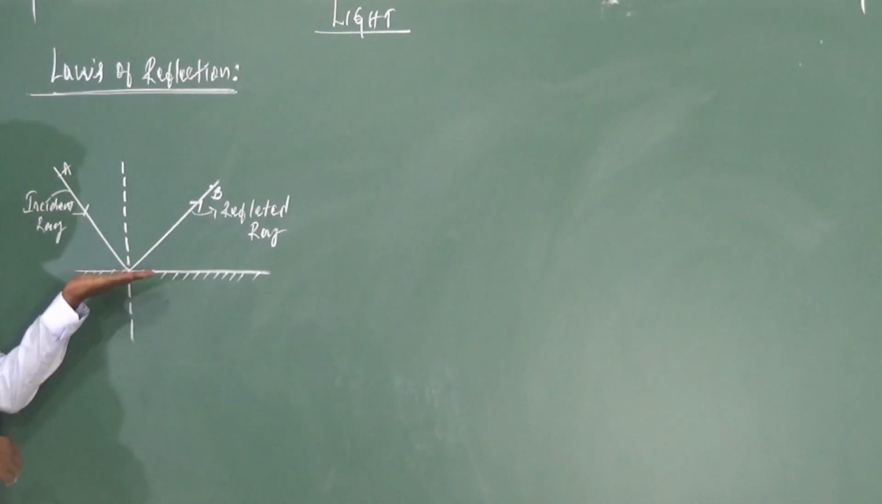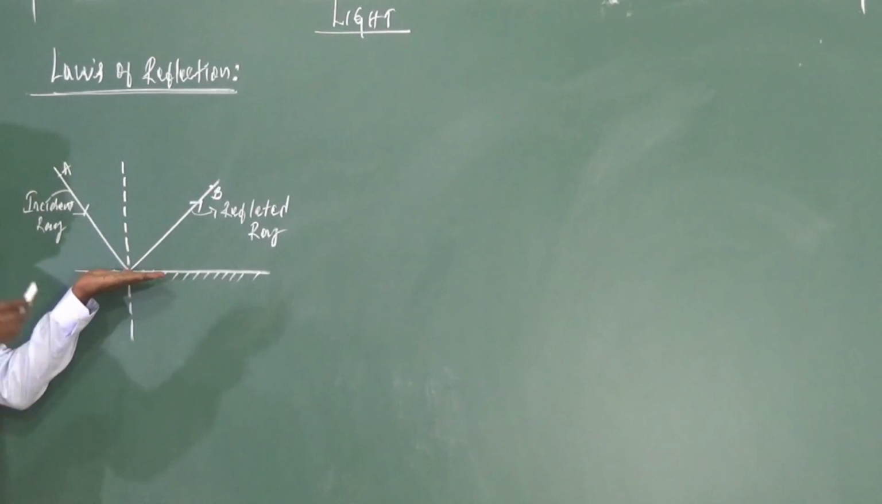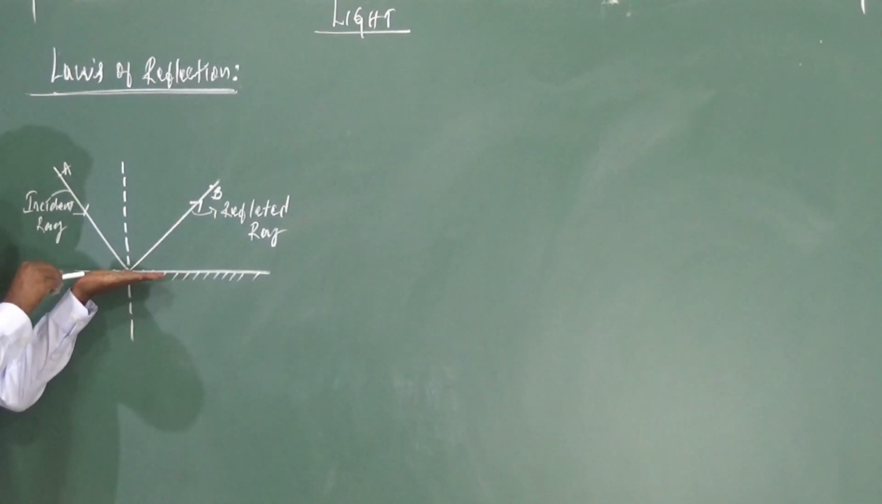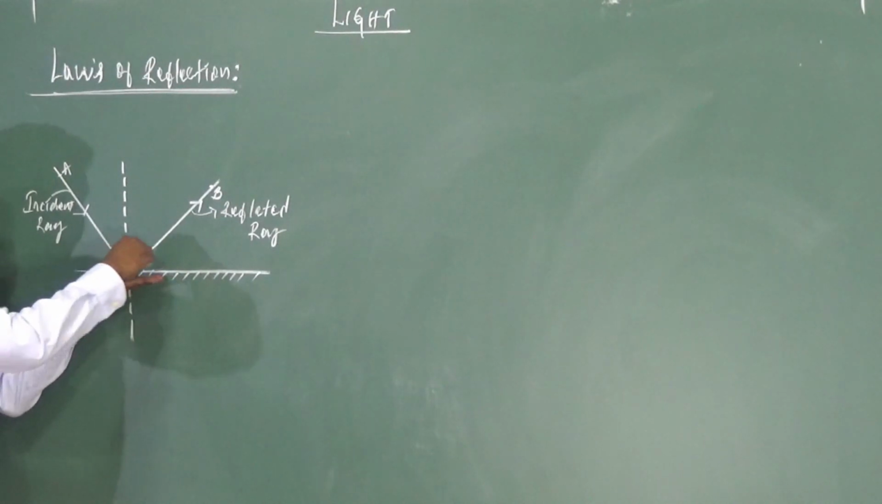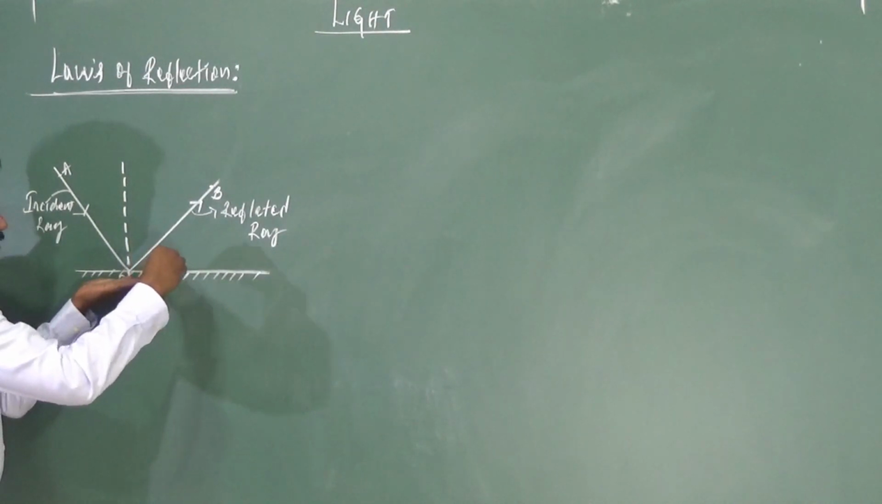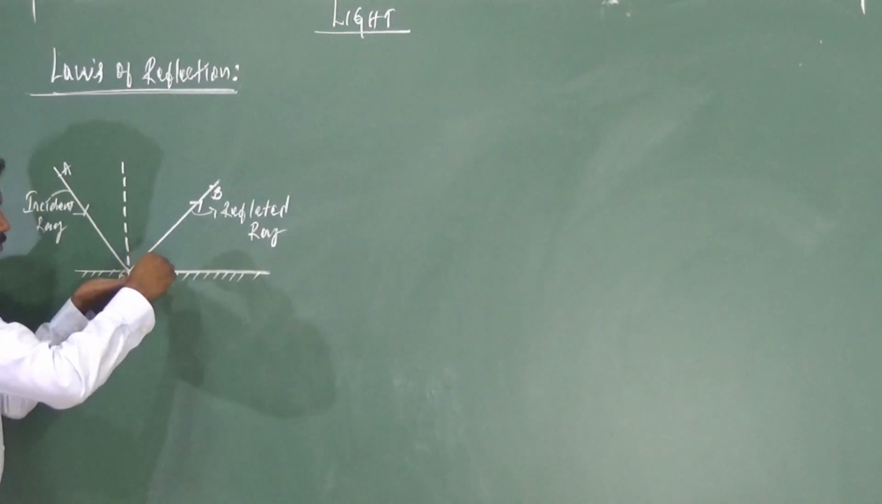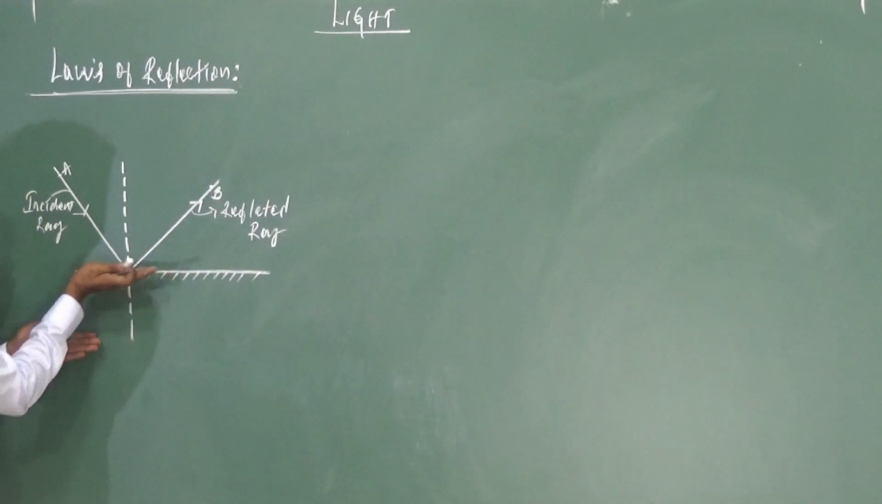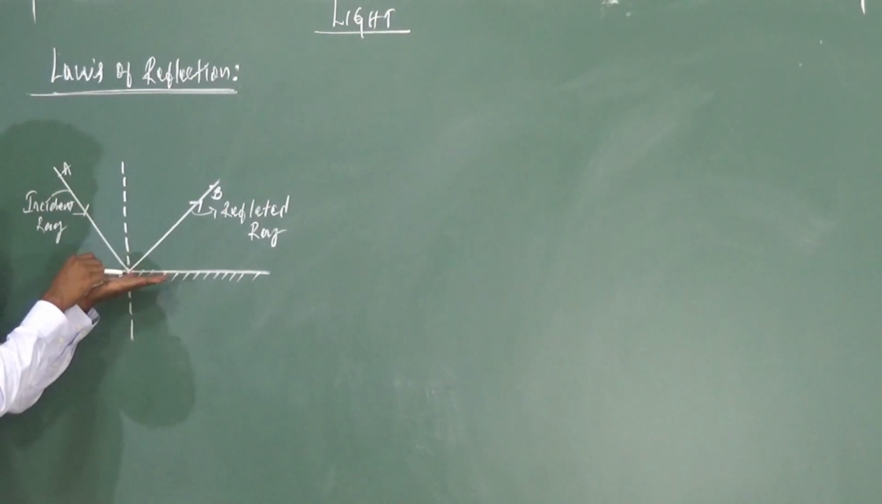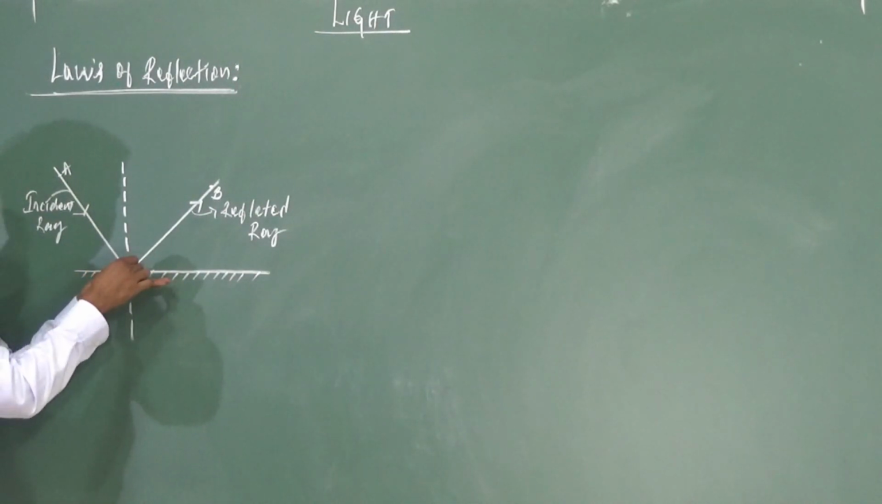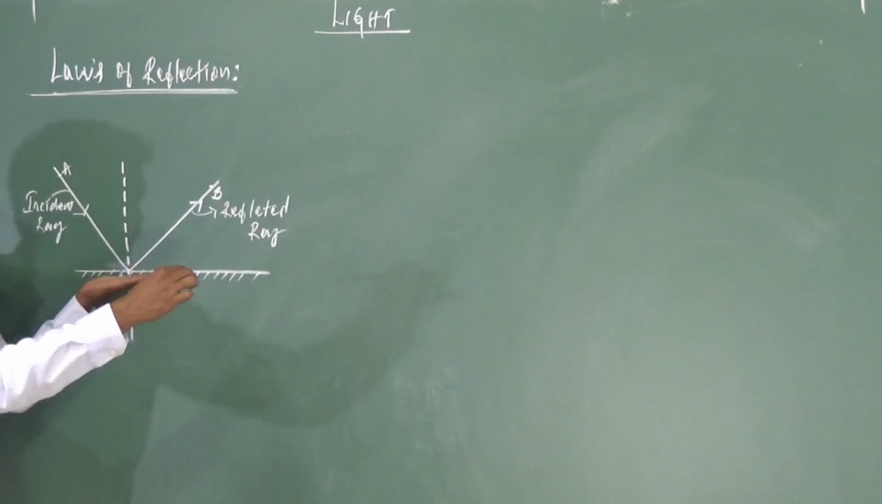For example, if you take this as the mirror, and this is the incident light ray, it travels to the mirror, gets reflected, and bounces back in the same plane. That is, if you keep a paper here, the incident light ray travels on the paper, gets reflected at this point, that is the point of incidence, and the reflected light ray also moves in the same plane.